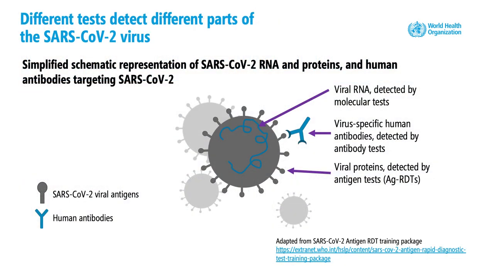The different tests described in the previous slide detect different parts of the SARS-CoV-2 virus. Here you see a simplified schematic representation of SARS-CoV-2 RNA and proteins and human antibodies targeting SARS-CoV-2. As pictured, molecular tests detect viral RNA, the blue string-like part visualized on this slide. Antigen tests detect viral proteins, visualized as the spokes on the virus on this slide. Finally, antibody tests detect virus-specific human antibodies, as visualized by the blue Y-like figure on this slide.